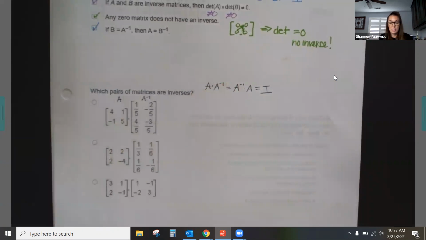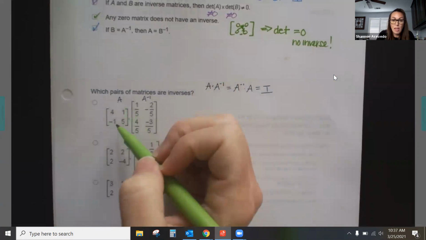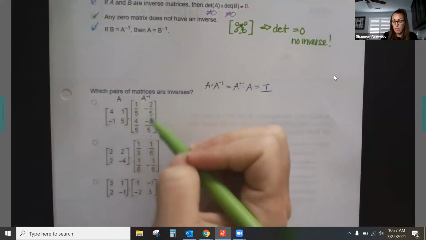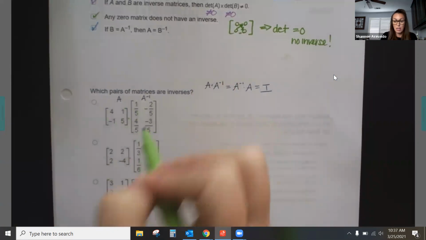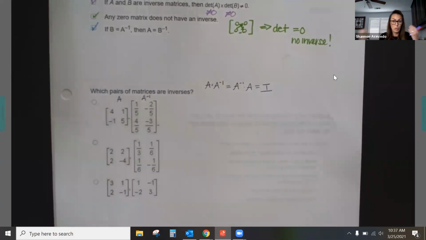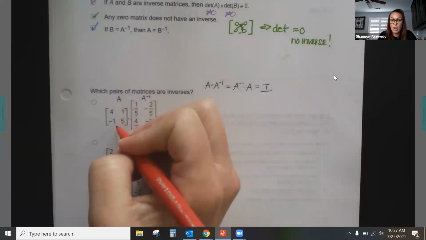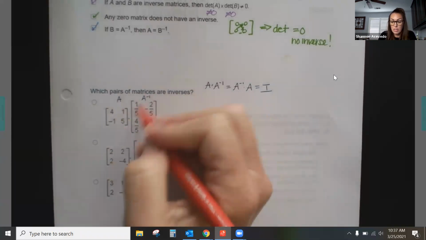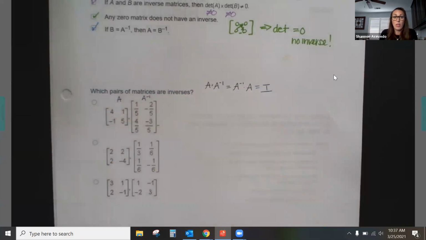The other way is if this is my A, then I can solve for that inverse. So if I solve for the inverse, does it make this inverse equation? So there's another way to look at it. Both are correct, both are acceptable. It's just up to you how you want to go about it. So I like to take my matrix A here and find the inverse. And if I end up with the inverse being this matrix, then they're inverses, right?